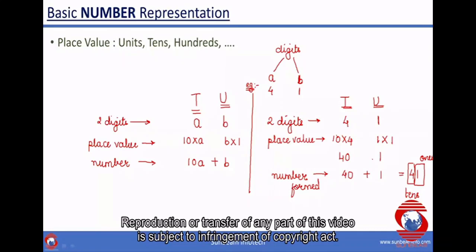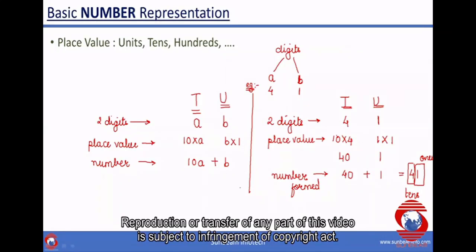What did I do? I took a number and split its digits, one digit at the tenth place and one digit at the units place, and then I asked what the place value is. Whatever digit is at the tens place, its place value will be tens. The units digit has place value into 1, that is ones. Then, what is the number formed? I combined them, so the number is 40 plus 1, that is 41. Is it clear to all of you?